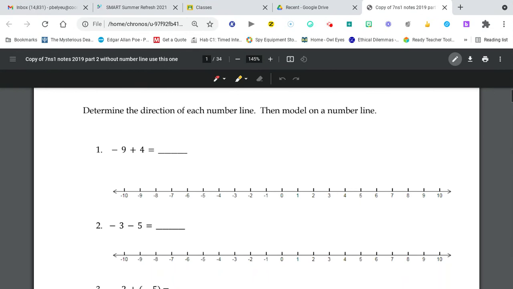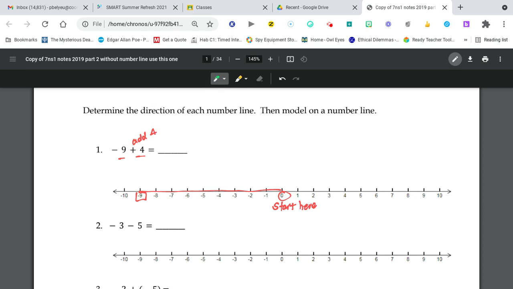So if you want to add 4 to -9, you would start at 0. This is always going to be your start point. And we'll go to -9. Okay? So we're at -9, but then we want to add 4. So to add 4, you simply move to the right.